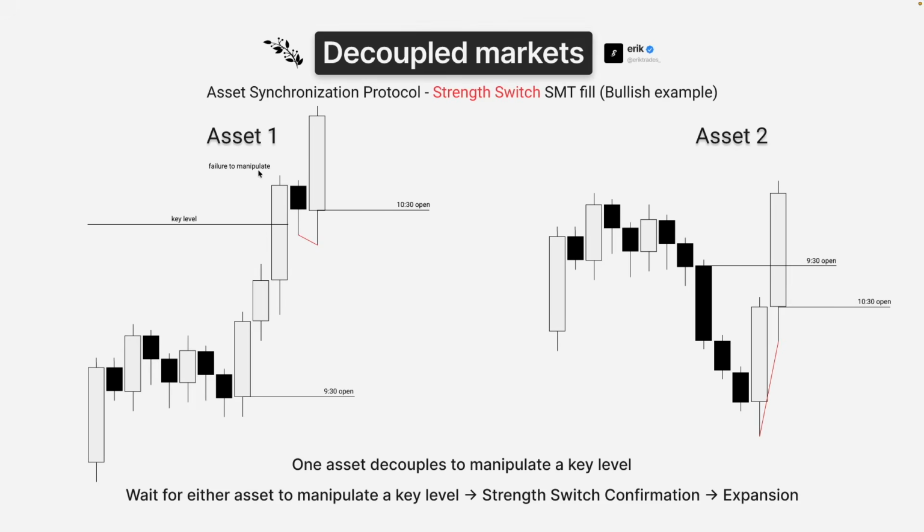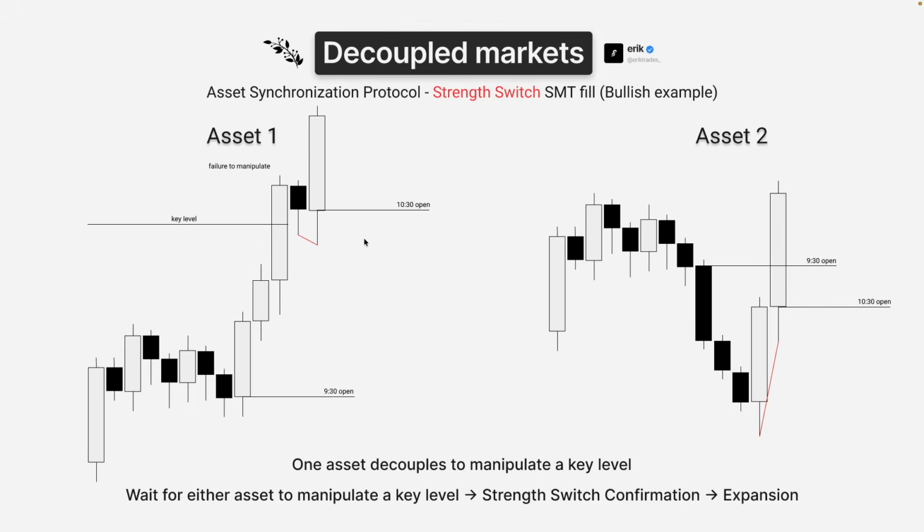So we failed to manipulate this key level, and we have this SMT fill strength switch. This is asset synchronization in the form of an SMT fill. So here, because this is the 10:30 open, assume that this is the 15-minute chart. This is the 10:15. This is 10:15. You see how the more bullish asset is closing bearish and sweeping the low, while the bearish asset is going bullish and not sweeping the low, right?